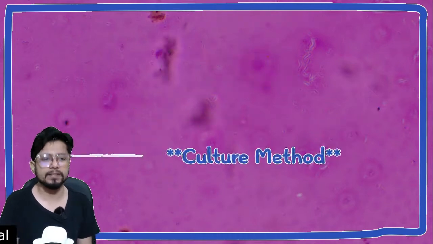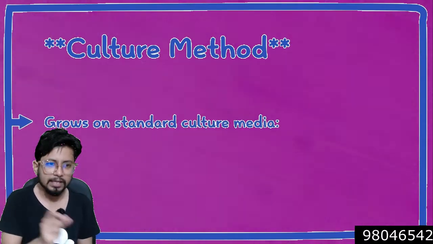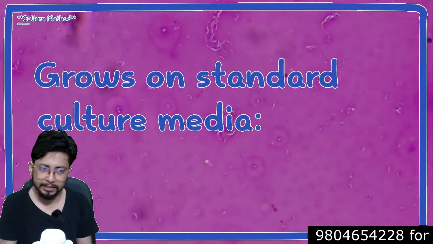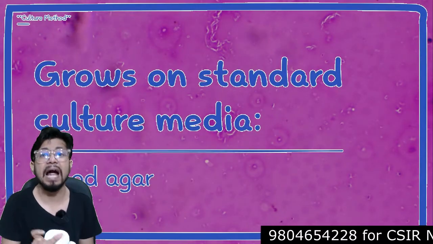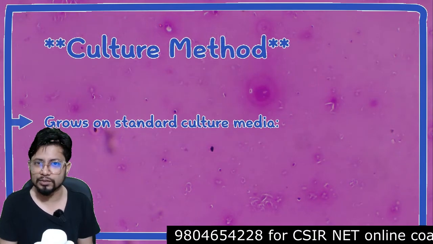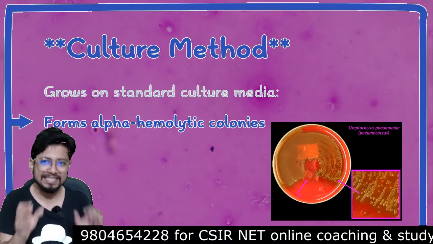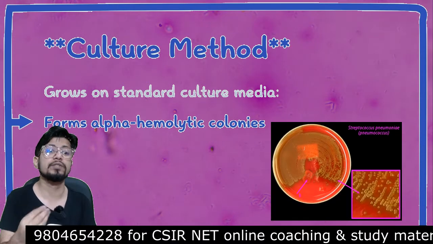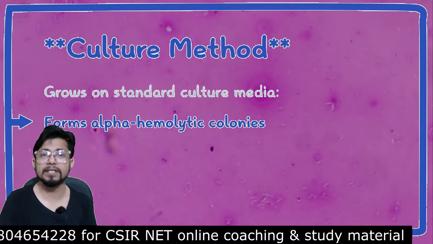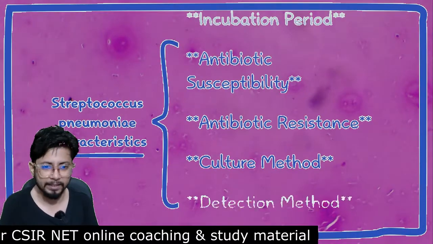What are the culture methods for Streptococcus pneumoniae? It can grow on standard culture media. Now, what are the standard media? Like blood agar, a standardized culture media where Streptococcus pneumoniae can be cultured. It forms alpha hemolytic colonies. That is a special type of colony which helps us detect the presence of Streptococcus pneumoniae by looking at the agar plates.